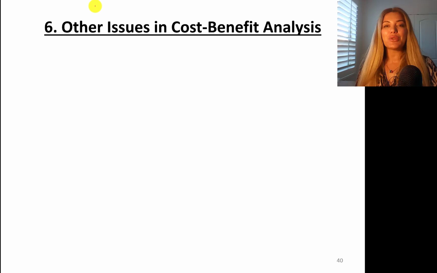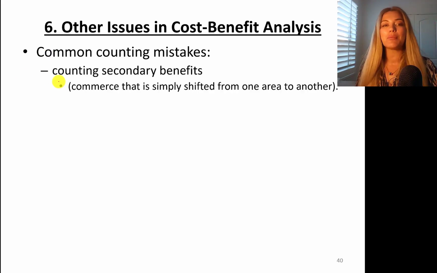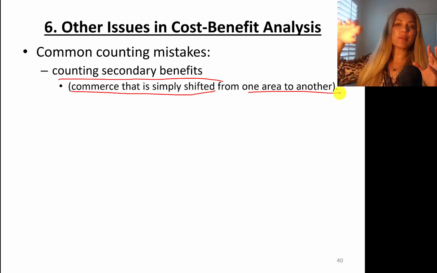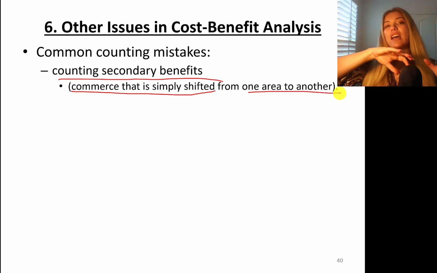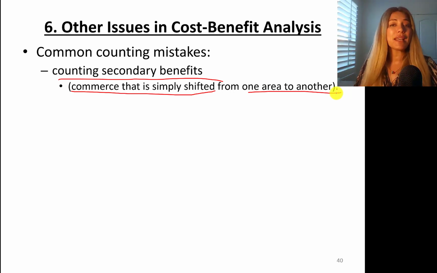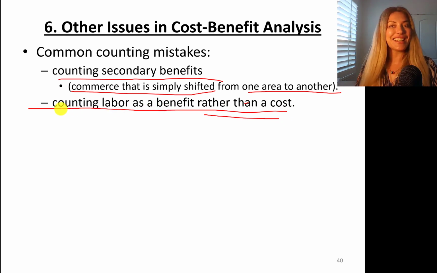So let's talk about other issues in the cost benefit analysis. There are common counting mistakes you will be making. Don't make those. Counting secondary benefits. For instance, commerce that simply shifted from one area to another. Let's say we put this highway. So these people were already shopping in the downtown area, but now because of this highway, they're going to, let's say, go to the south side. So they're diverting their shopping behavior. That is not a benefit. Counting labor as a benefit rather than cost. Labor is a cost of production. It's not a benefit.